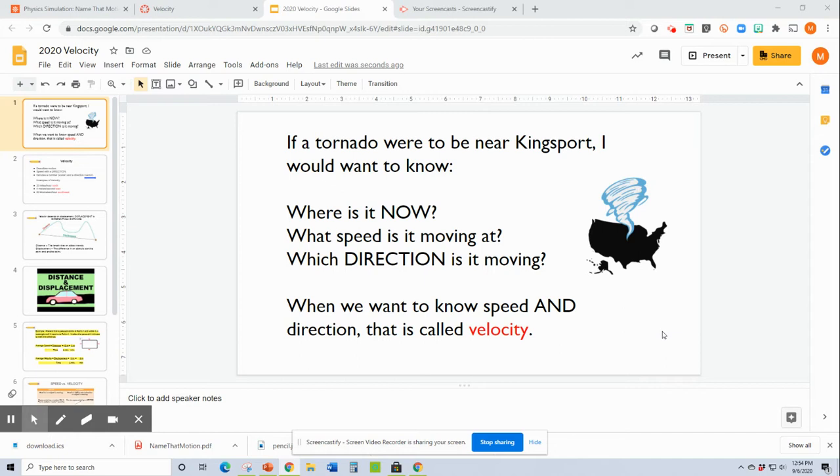First of all, where is the tornado now? I live kind of over by the Kingsport Aquatic Center and Meadowview, on that end of town. So, where is this tornado? What speed is it moving at? That is important. But what direction is it moving? Is it moving towards me? Is it moving away from me? Is it moving towards Bristol? Is it moving towards Johnson City? Which way is it going?